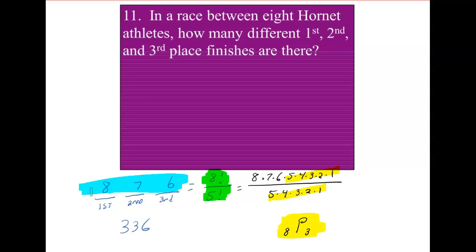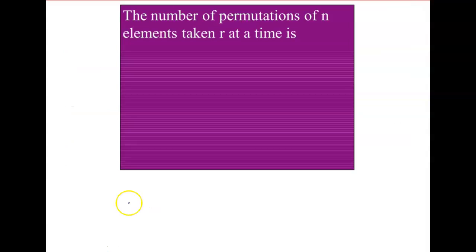So I hope you found this useful about permutations. Remember the main idea, and I'm just going to put a summary here. How many ways can you rearrange r objects, or n objects, taken r at a time? So we say n permute r, and that's given by the formula n factorial over n minus r factorial.